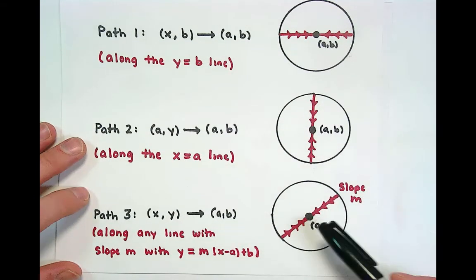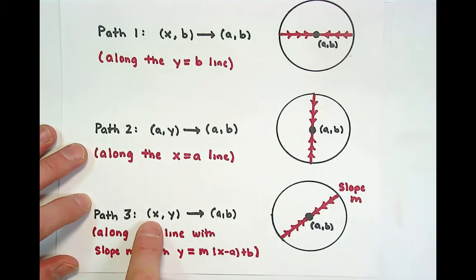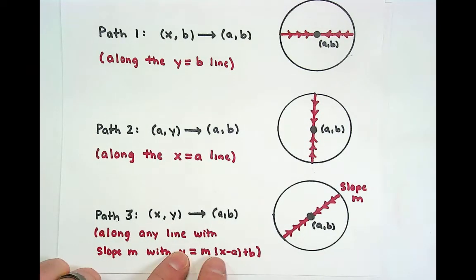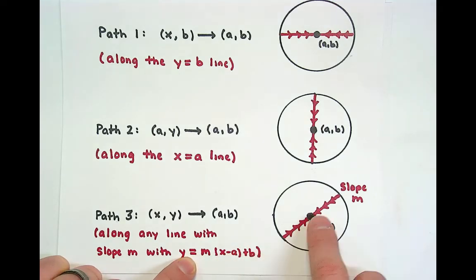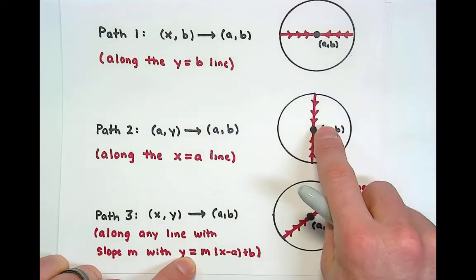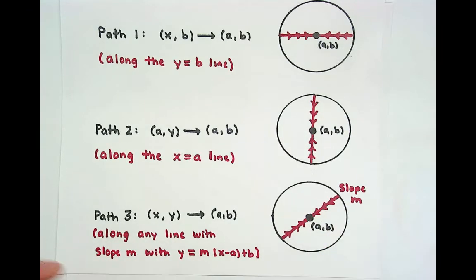And then a third path that we're going to look at is along any line with slope m. So in this case, we look at values of (x, y) going to (a, b), where the y value is given by m times (x minus a) plus b. Notice this is the point-slope form of a line for a general slope m and the point (a, b). So this is any line. The slope of this line is 0. The slope of this line is undefined, and then we could test it along any line with general slope m.